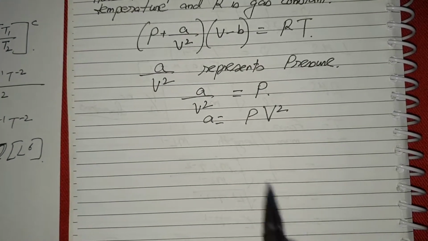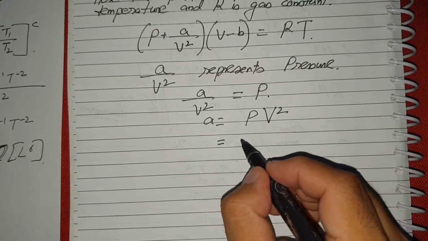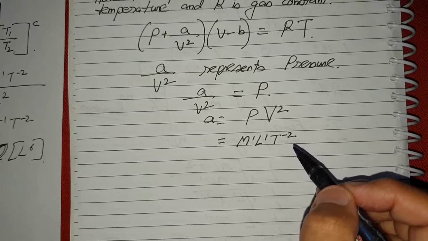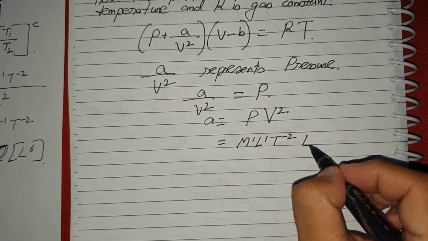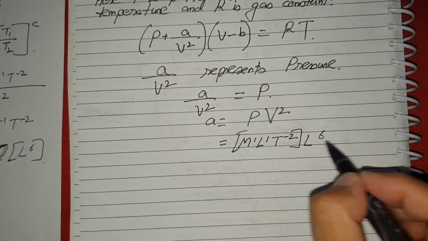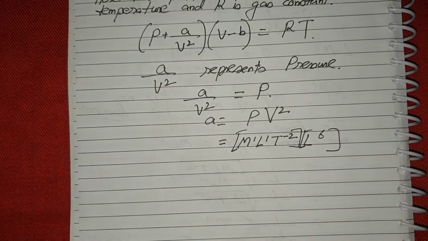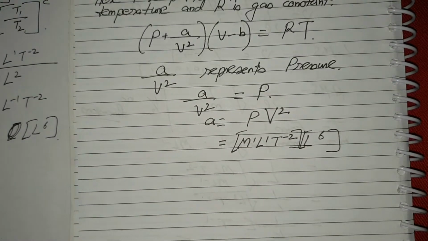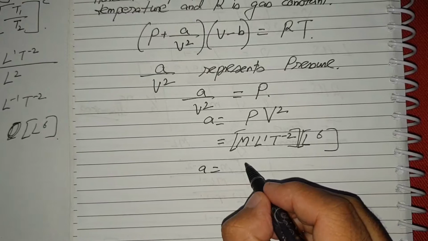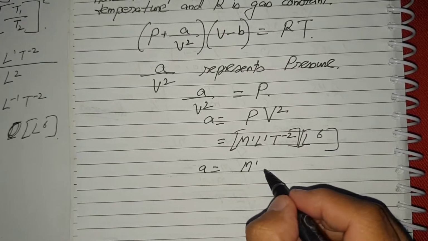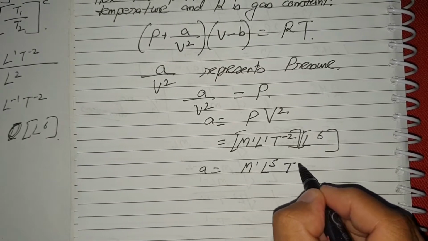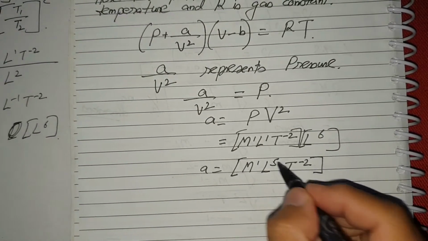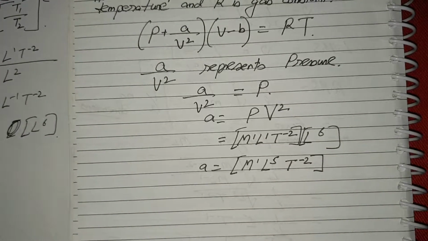So now let's write the value of this. What is P? P is M1 L1 T minus 2, and V square is L6. We have discussed this just now. So A will be M1 L to the power 5 T minus 2. So this is A: M1 L5 T minus 2.